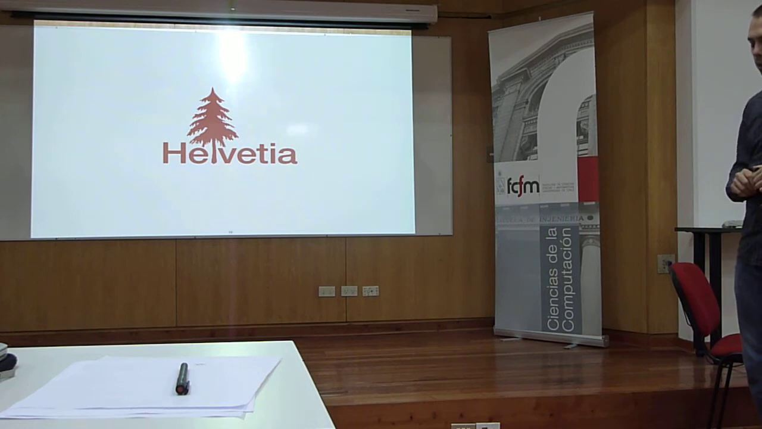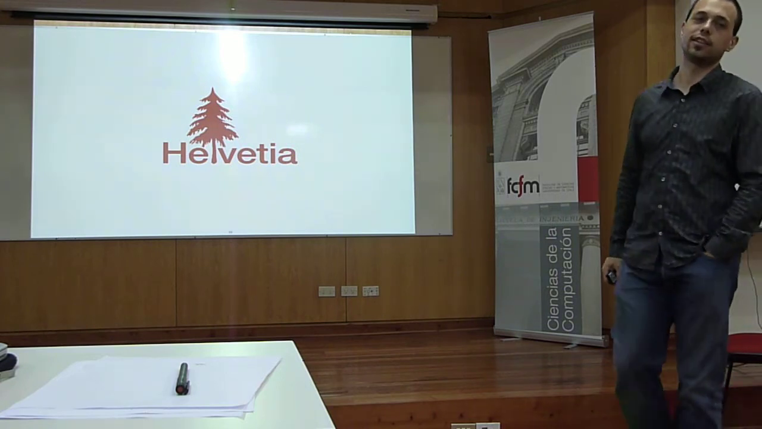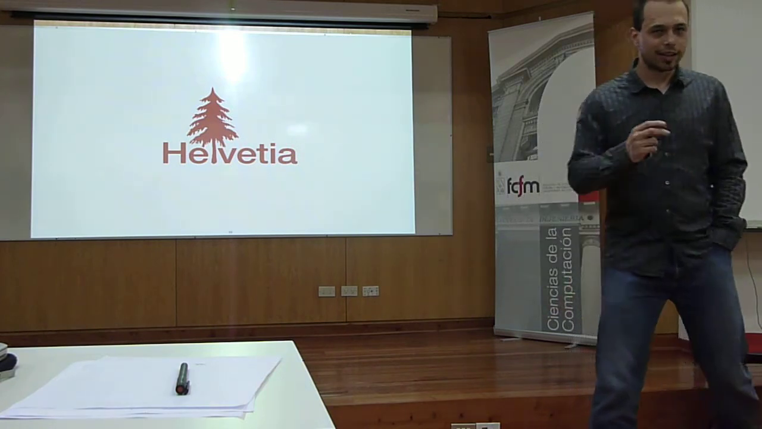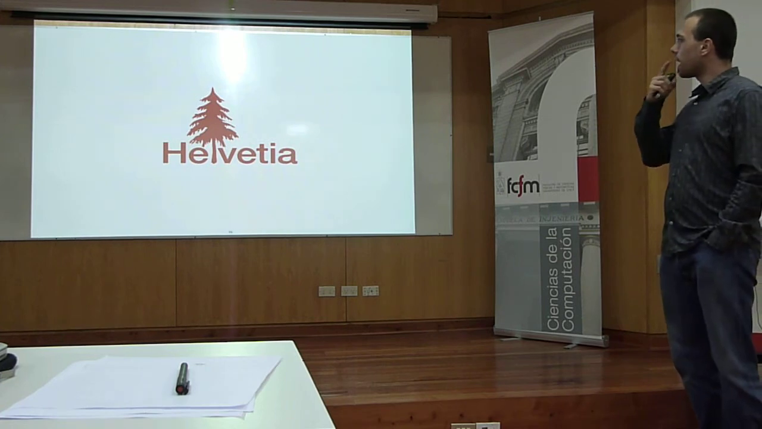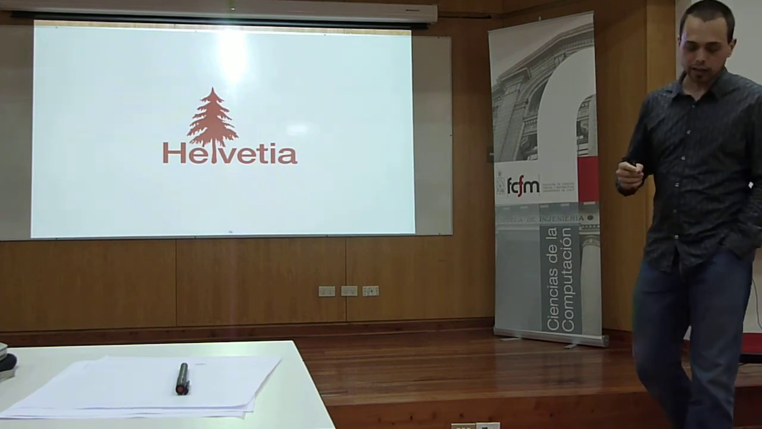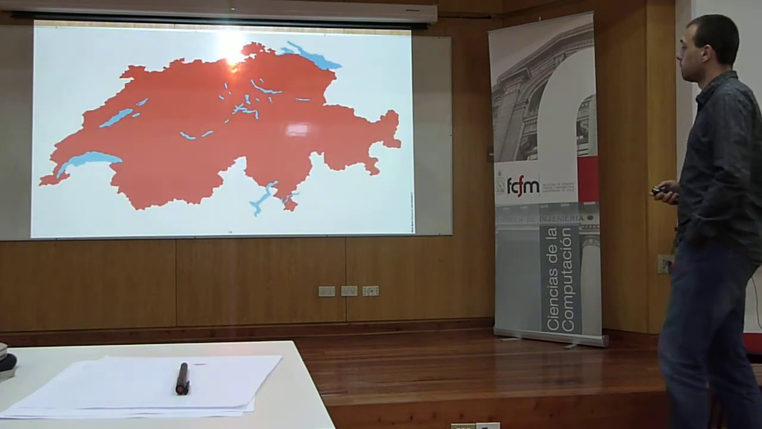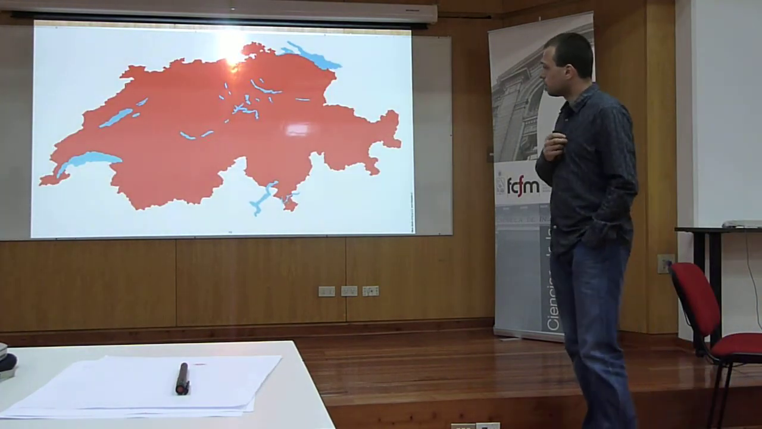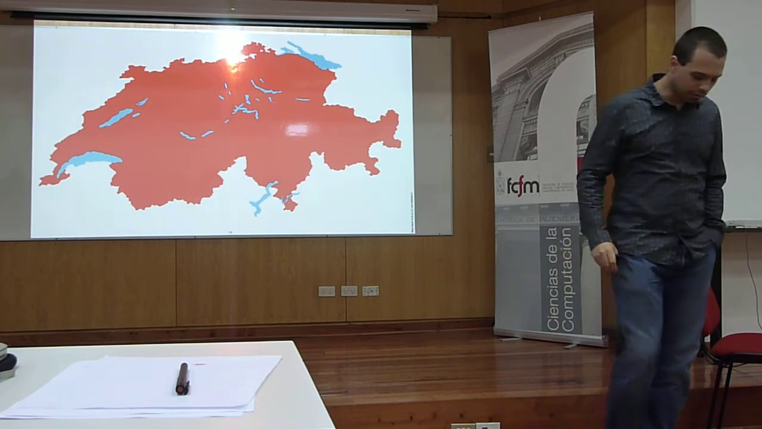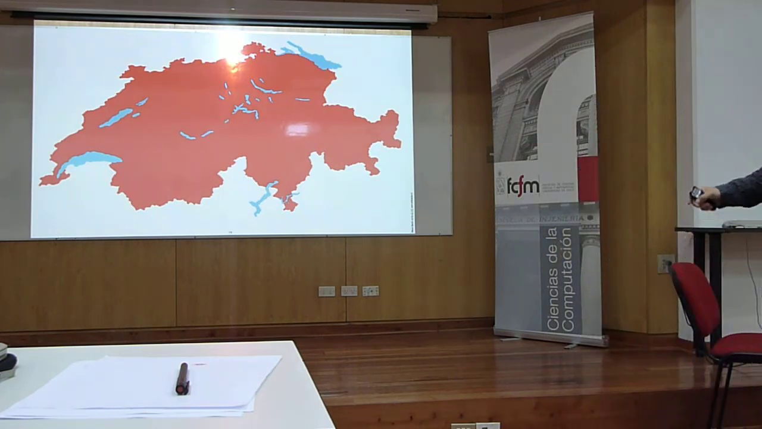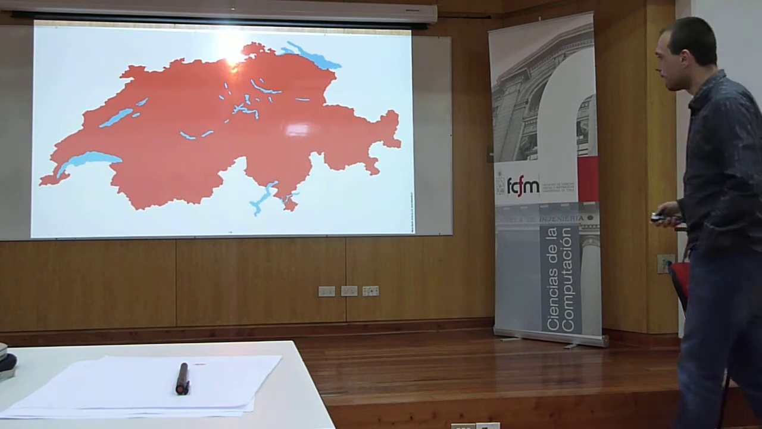We call it Helvetia, and Helvetia is the Latin name of Switzerland. I'm going to explain why we call it Helvetia as we collected the requirements for such a new approach for language embedding. First of all, that's a map of Switzerland, and you can think of it as a software system on the coming slide.